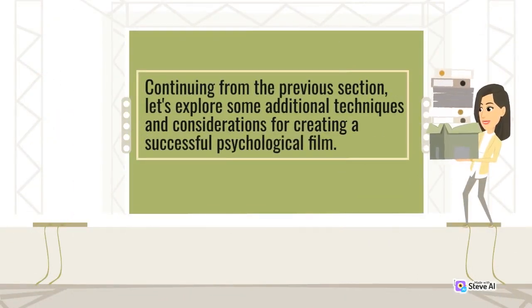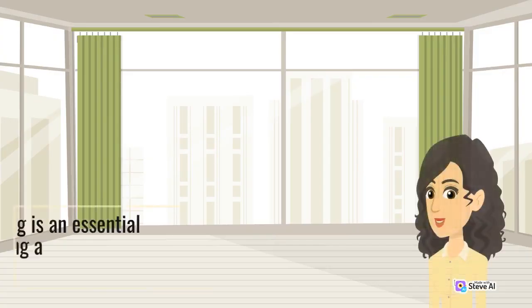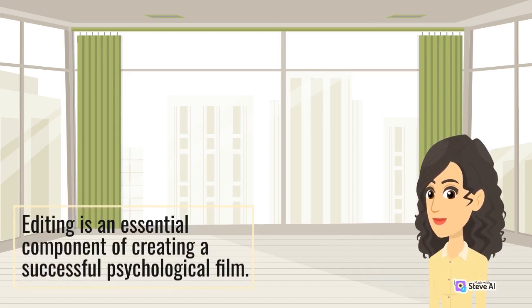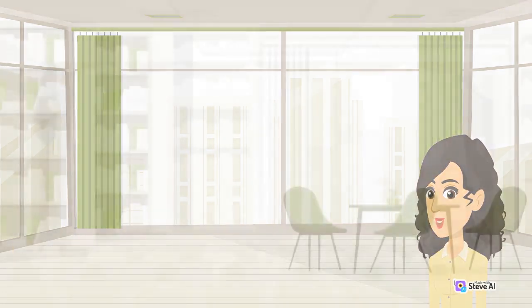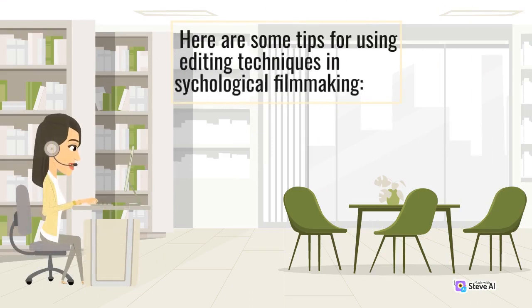Continuing from the previous section, let's explore some additional techniques and considerations for creating a successful psychological film. Using editing techniques. Editing is an essential component of creating a successful psychological film. It involves selecting and arranging footage to create a cohesive and emotionally resonant narrative. Here are some tips for using editing techniques in psychological filmmaking.